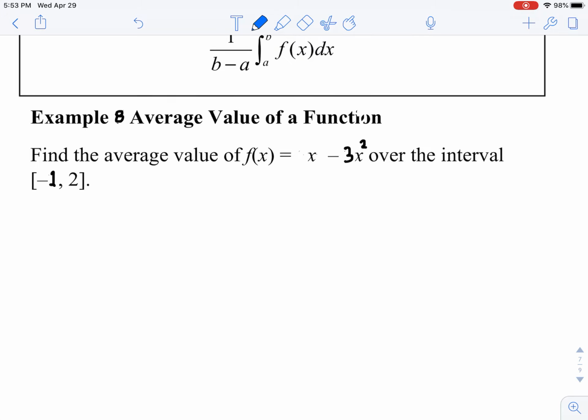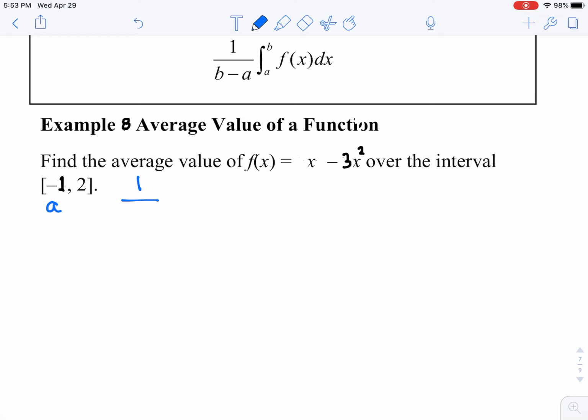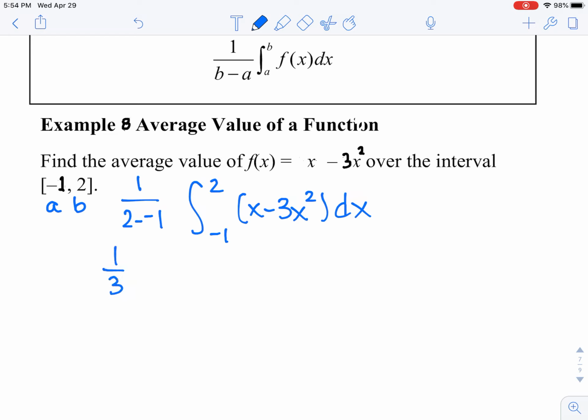So using the formula, I know it's 1 over, here's your a, and here's your b. So it's 2 minus -1, the integral of a to b of the function. So I can go ahead and simplify this part. And then taking the antiderivative of what's inside there.